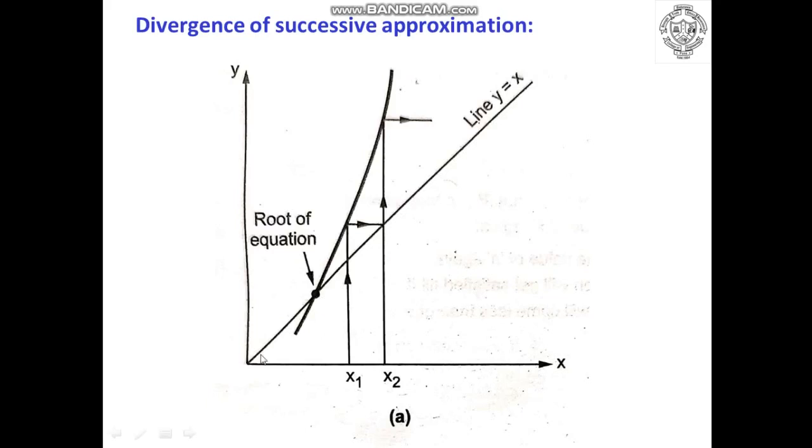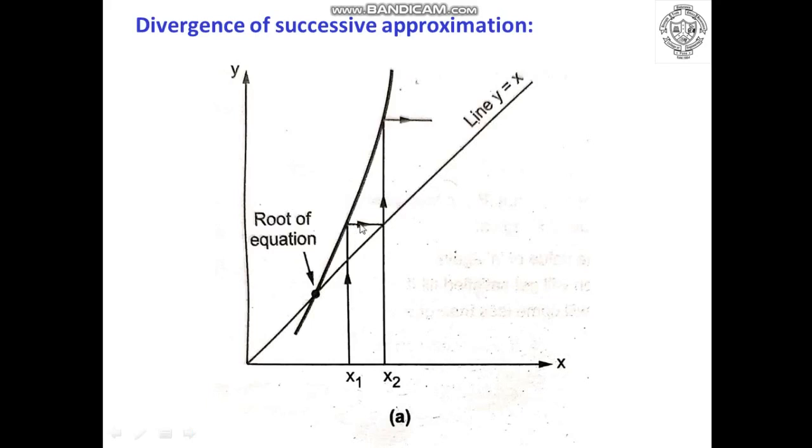Now if I assume the value of x1 arbitrarily, and I don't cross-check the initial value of x1 with respect to the condition that the absolute value of g dash of x must be less than 1, what will happen? Let me explain here. I assume the x1 value arbitrarily and find its function by putting the value of x1 in the equation y is equal to g of x, and I get the value of the respective function, that is nothing but y1.